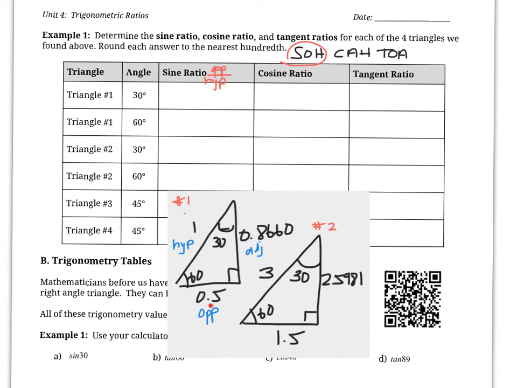So it would be opposite over hypotenuse. So let's do it. 0.5 divided by 1 is just going to be 0.5.